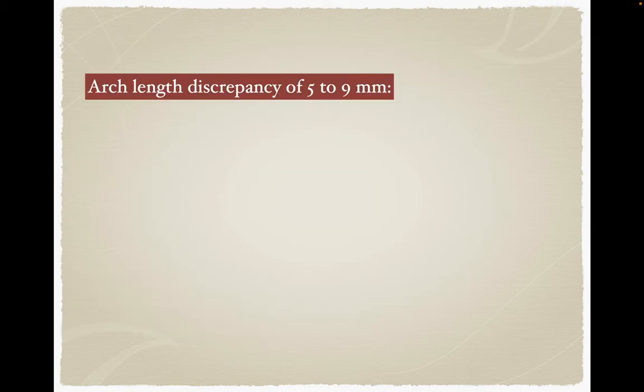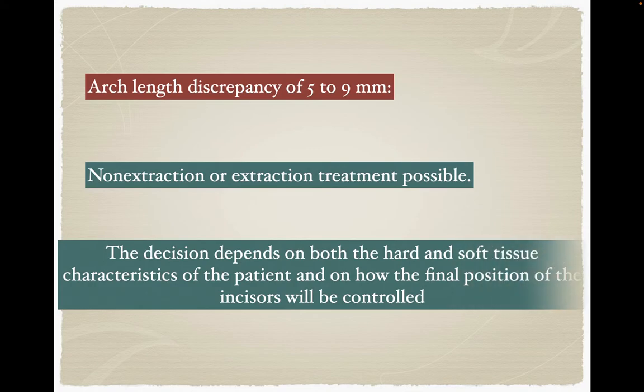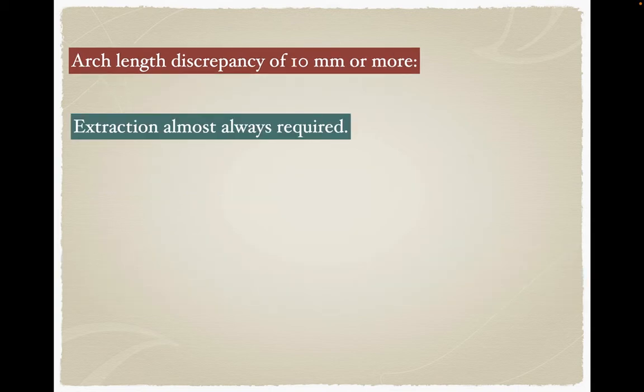And if the arch length discrepancy is between 5 and 9 millimeter, here is the one that is borderline. Both extraction and non-extraction treatment are possible. However, the decision will depend on the amount of support that the teeth give to the soft tissue. If the soft tissue is under-supported, we go for a non-extraction option to move the upper incisors forward to give more support to the soft tissue. The other way around, if we have over-proclined upper incisors, we go for extraction. So these are the borderline cases where extraction or non-extraction can take place.